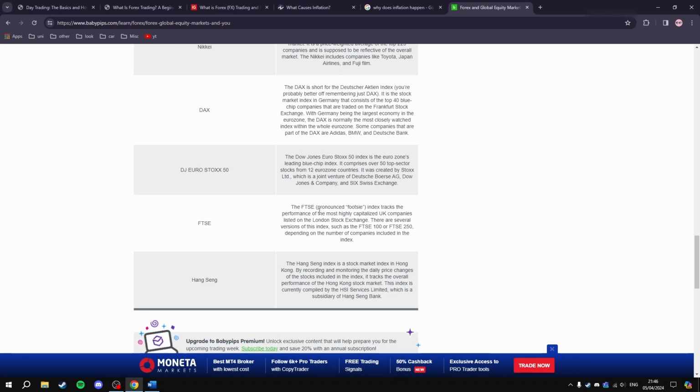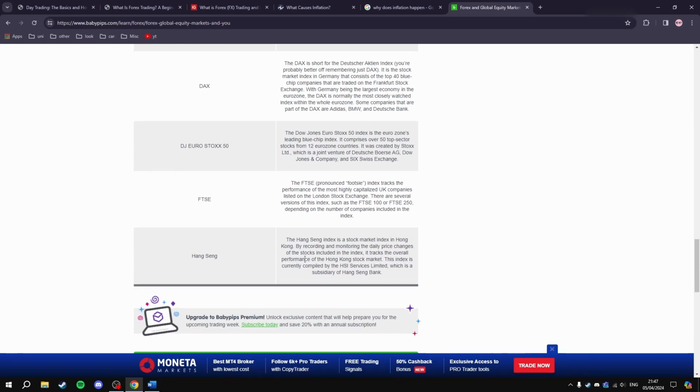FTSE. The FTSE, pronounced "footsie", tracks the performance of the most highly capitalized UK companies listed on the London Stock Exchange. There are several versions of this index, such as the FTSE 100 or FTSE 250, depending on the number of companies included in the index.